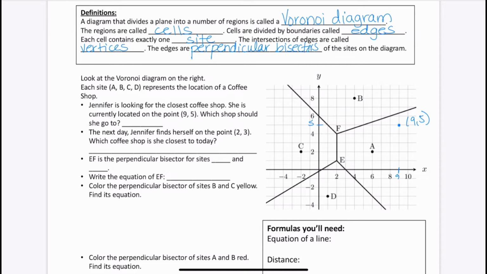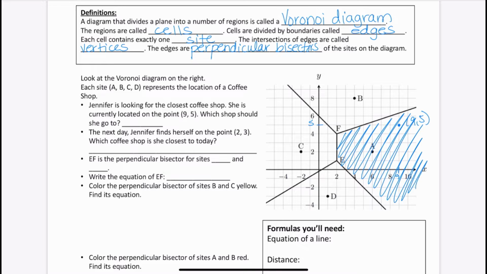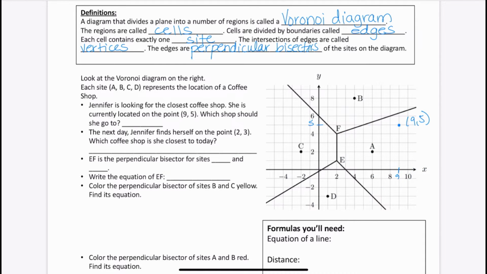The idea of Voronoi diagrams is that we have these cells, where each cell contains exactly one site. So right here, this is the cell that contains site A. And because Jennifer is inside of that cell, she is closest to site A.